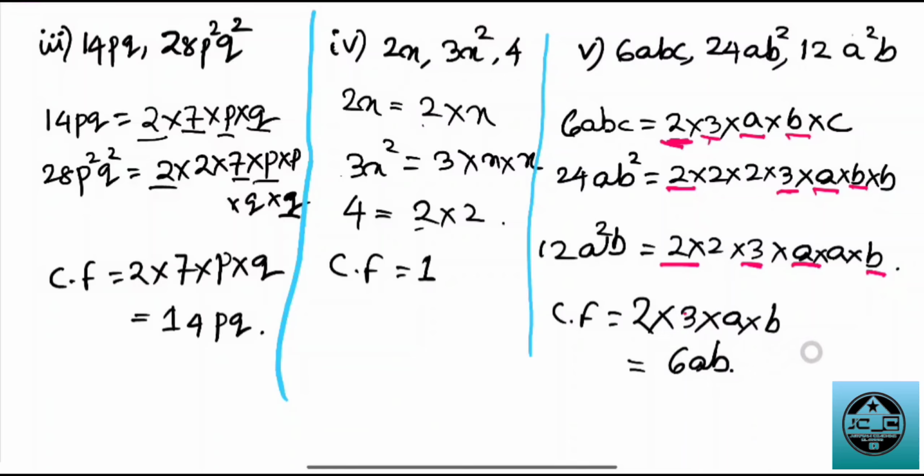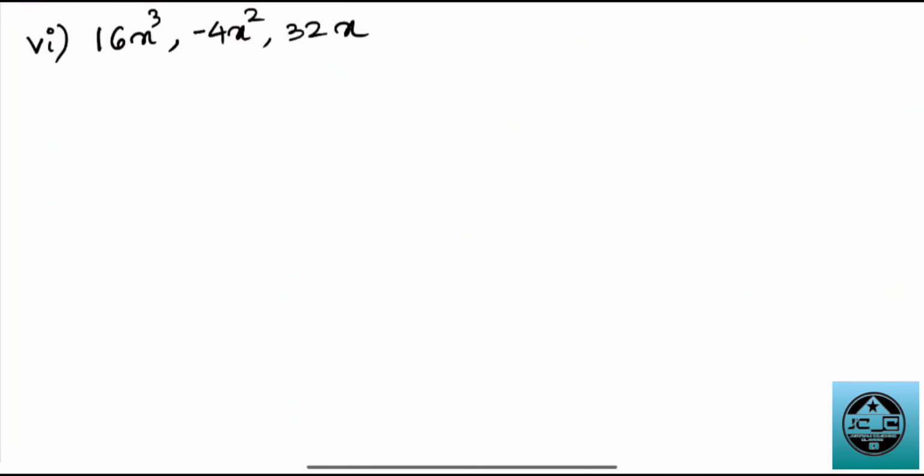Is that clear or not? Now let's move to the next one. Question VI. Question number 1 VI. Now bit VI, we should be doing the factorization separately. 16x cube minus 4x square 32x.